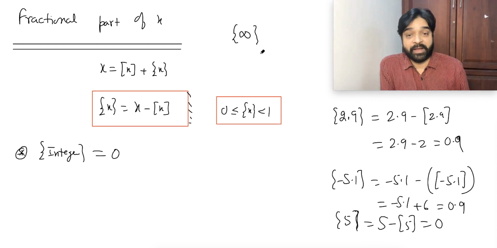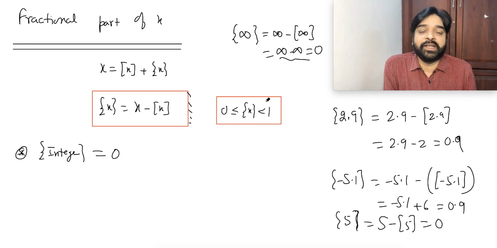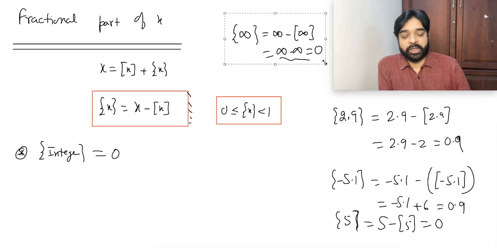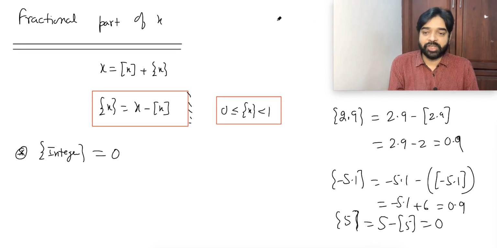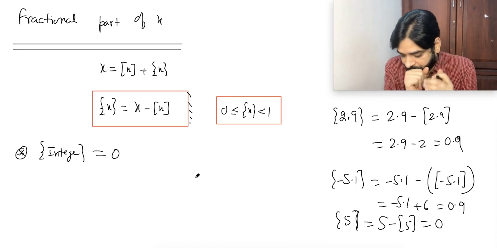Don't try to use your hi-fi brain. "Sir, I will use this logic and say infinity minus greatest integer of infinity, and just now you told greatest integer of infinity is infinity, so infinity minus infinity and the value is 0." Infinity minus infinity is not 0. Understood? Mathematical operations do not work on the fractional part when infinity gets involved. These are hypothetical things, nobody can reach infinity. So the fractional part of any number, either a small number or a very big number, the whole value will always lie between 0 and 1.